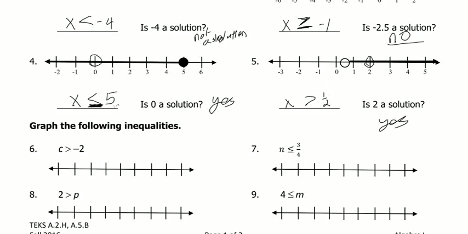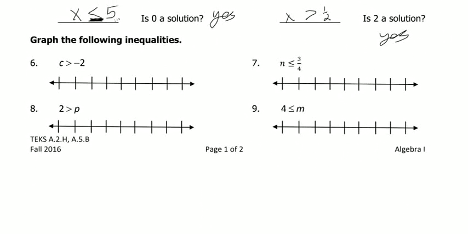Alright, next we're going to graph. We're actually going to get to graph some of these. The way that I usually graph these is I put the number that I'm dealing with smack dab in the middle. So I'm just going to put a -2 right here. I'm going to leave an open dot above it. And it says C is everything bigger than -2. So I'm going to go that way.